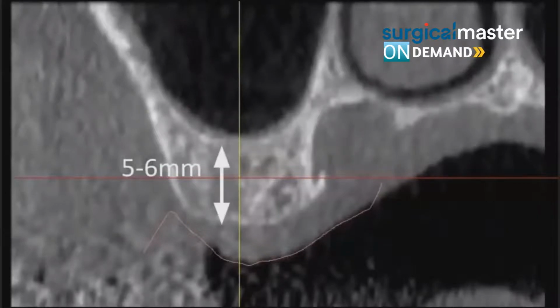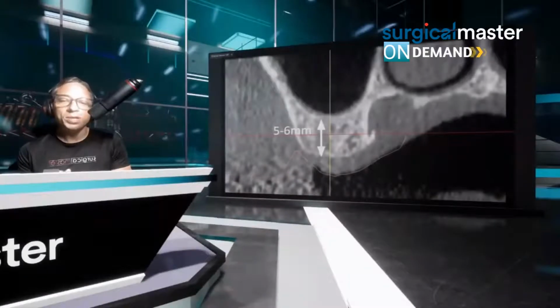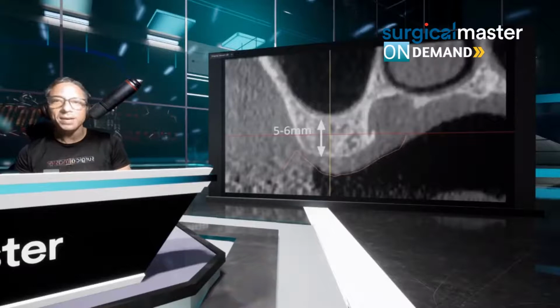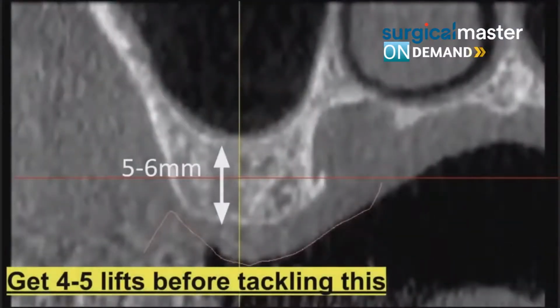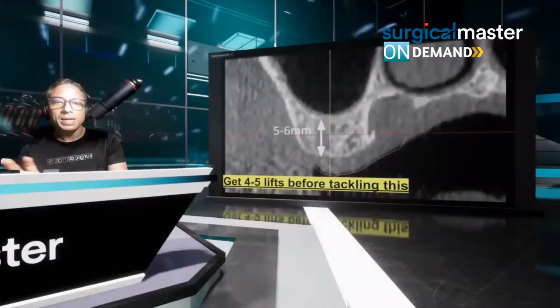And then when you get a little bit more comfortable, let's say you do a few sinus lifts, you can start dealing with ridges that have about 5-6 millimeters of bone, and the membrane is not as thick. It's visible. So make sure to get at least 4 or 5 lifts before tackling this one. And in our advanced training programs, I review your cases before you actually do them. And I can let you know which one is the one you want to get started with, which ones you want to do later. And I create a customized roadmap for you.